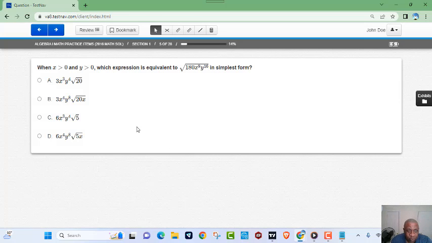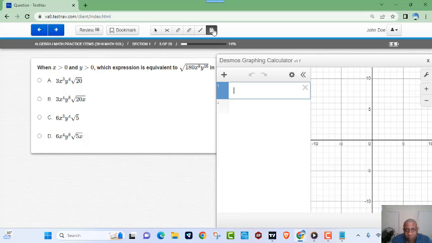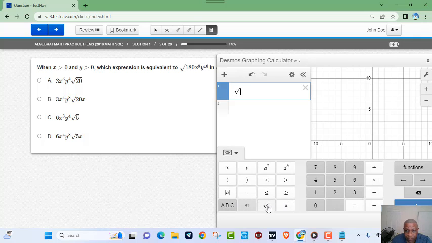Okay, let's look at the next question. Question 5: when x is greater than 0 and y is greater than 0, which expression is equivalent to the square root of 180 x to the 9th y to the 16th in simplest form? Let's head over to Desmos and take a quick look. I'm going to put in my square root of 180. Instead of using x and y here in Desmos, I'm going to choose different characters. You'll see why in a moment.